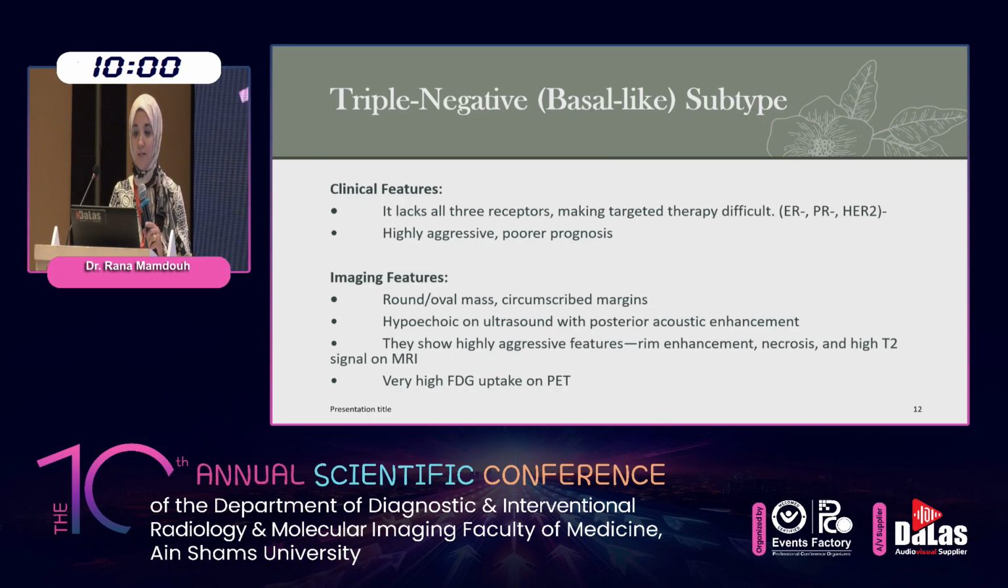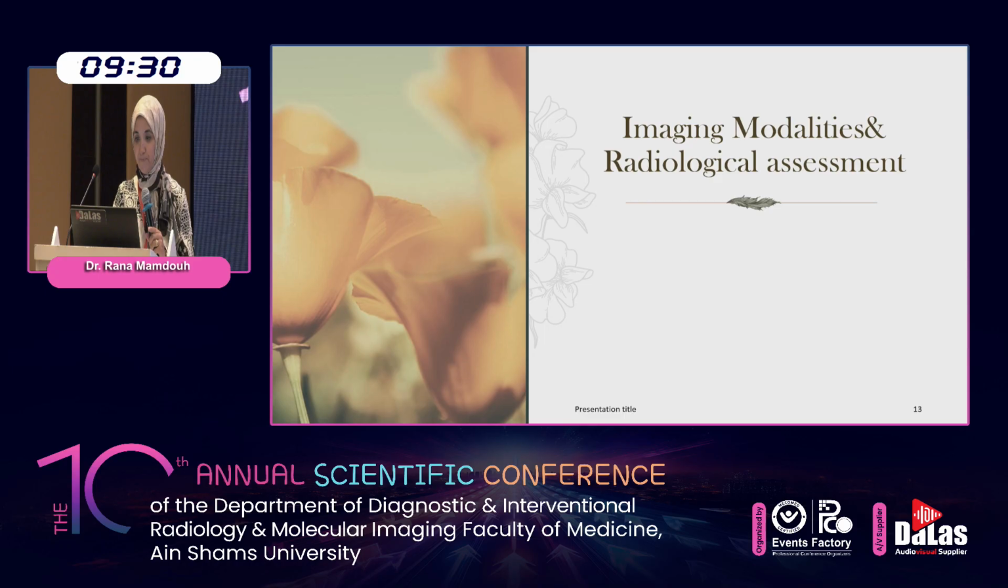The last and most aggressive type is the triple negative subtype. It lacks all three receptors, which makes treatment difficult, and it is highly aggressive with the worst prognosis. Imaging features often resemble a benign lesion: a rounded or oval, well circumscribed mass, hypoechoic on ultrasound with posterior acoustic enhancement, no shadowing, and no calcification. It also shows highly aggressive features such as rim enhancement, central necrosis, high T2 signal on MRI, and very high FDG uptake on PET.